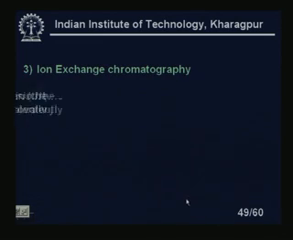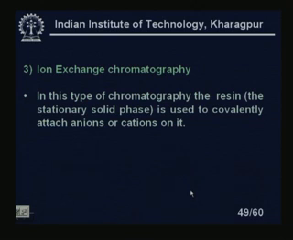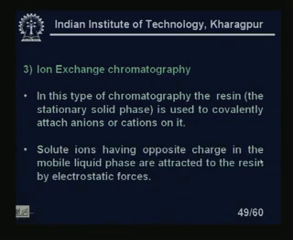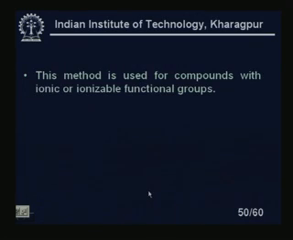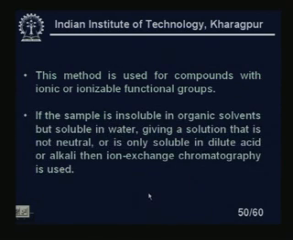Ion exchange chromatography. In this type of chromatography, the resin, the stationary solid phase, has covalently attached anions or cations on it. Solute ions having opposite charge in the mobile liquid phase are attracted to the resin by electrostatic forces. This method is used for compounds with ionic and ionizable functional groups. If the sample is insoluble in organic solvents but soluble in water, giving a solution that is not neutral, or is only soluble in dilute acids or alkali, then ion exchange chromatography is used.